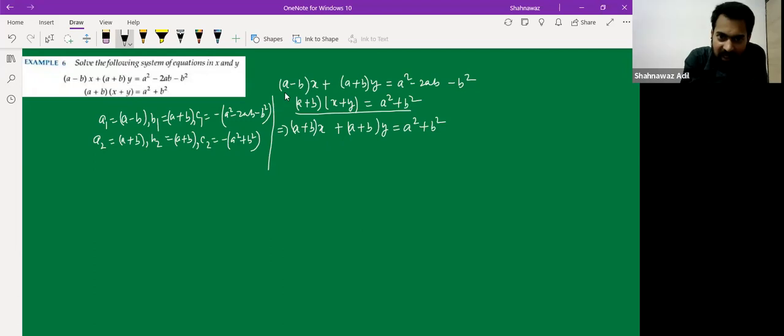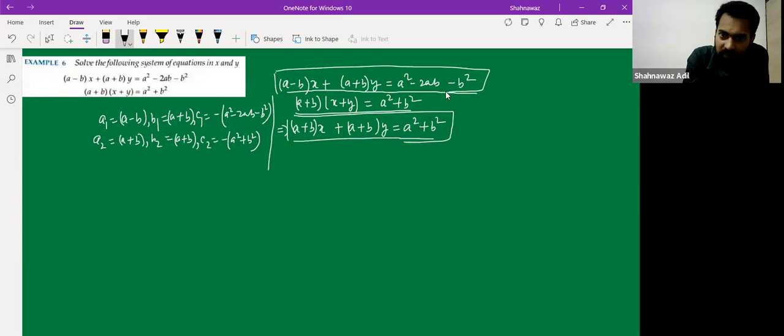Now you see this problem, we can only solve it by cross multiplication, right? We can solve it by substitution and elimination also, but that will be more frustrating and lengthy, right? So can you recall what was the formula for the cross multiplication?